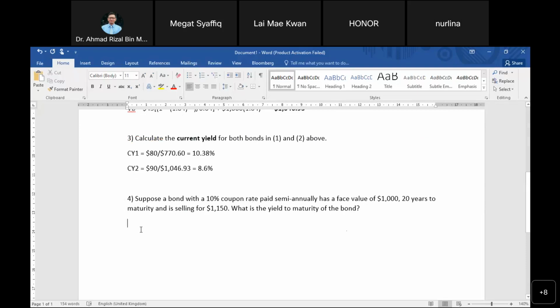Suppose a bond with a 10% coupon rate paid semi-annually has a face value of 1,000, 20 years to maturity, and is selling for 1,150. What is the yield to maturity of the bond? What should you do first? How to start, how to begin? Anyone? Any suggestion? How to start answering this question? You begin with what?